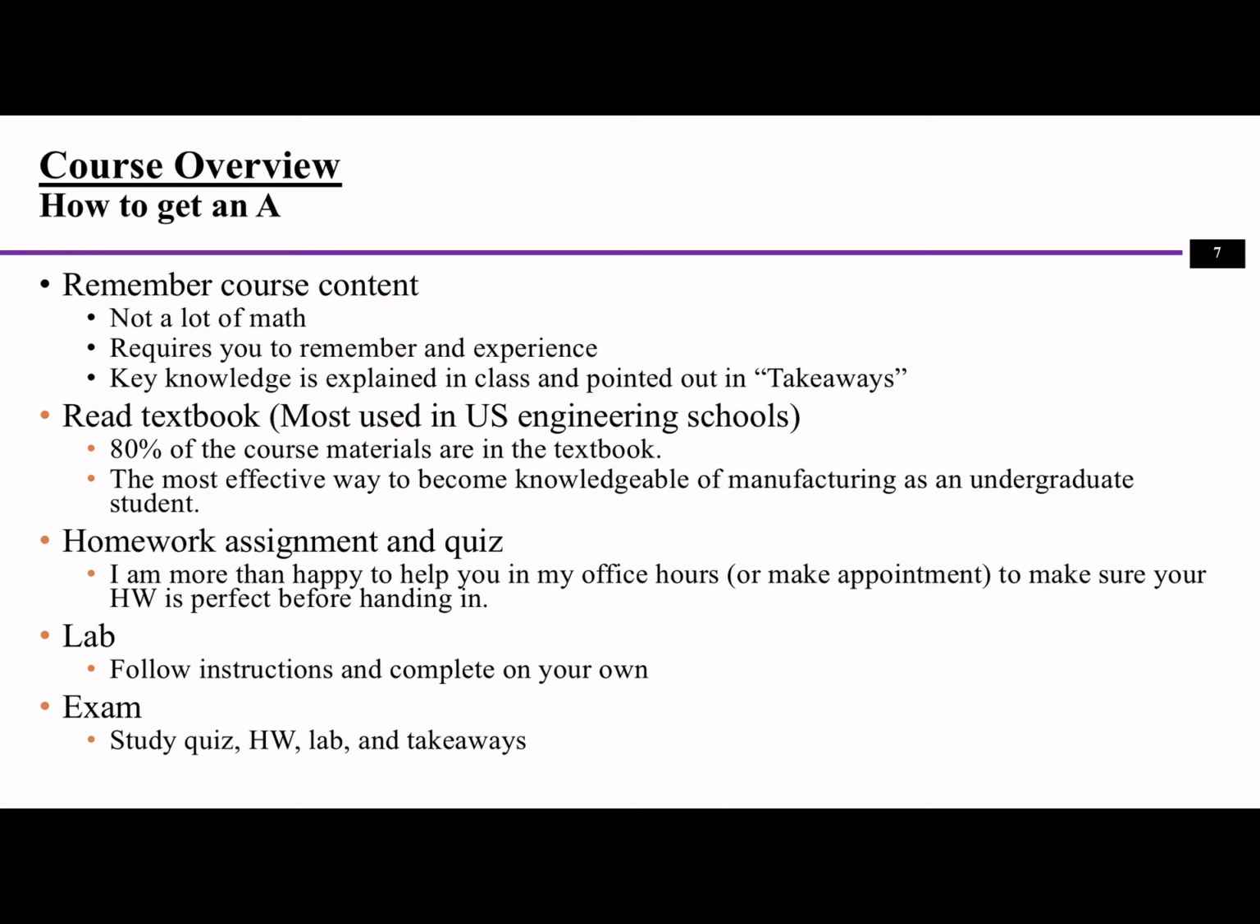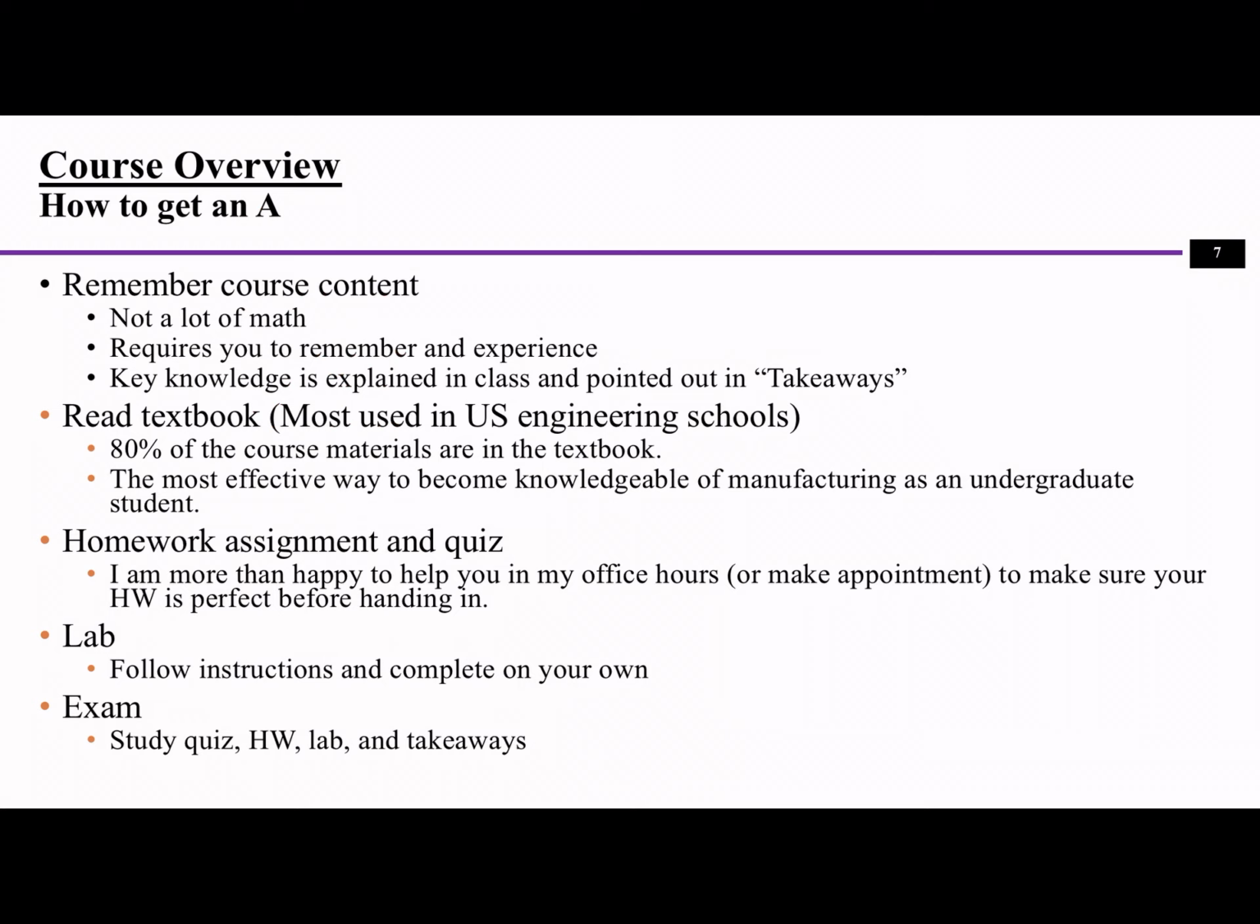All right. In terms of how to get an A, if you want one, for this course there really is not a lot of math, so not a lot of calculations, but there are some. More importantly, it requires you to understand the logic. Why is it, right? And also remember some of the terms and the materials, the content. That's why I give quizzes and homework, just to try to enhance your memory about those.